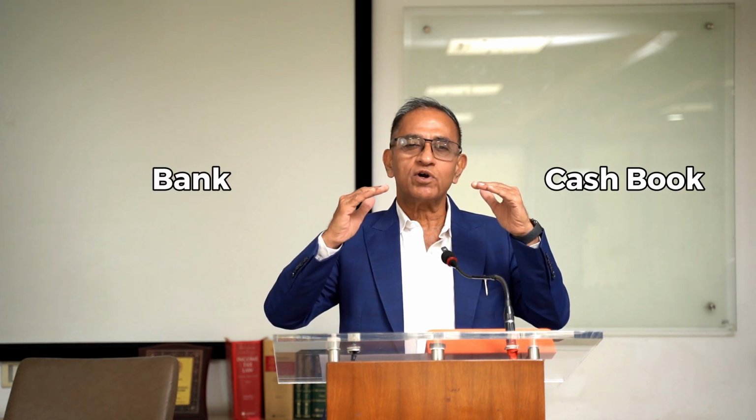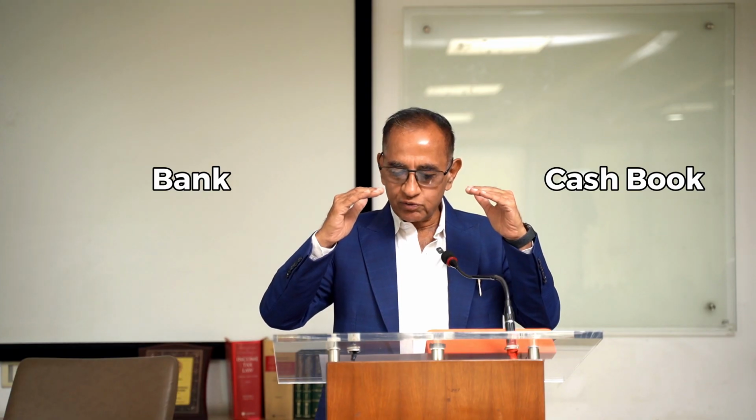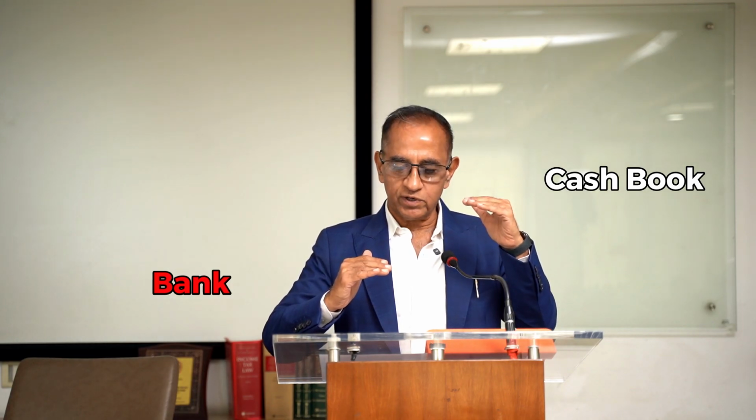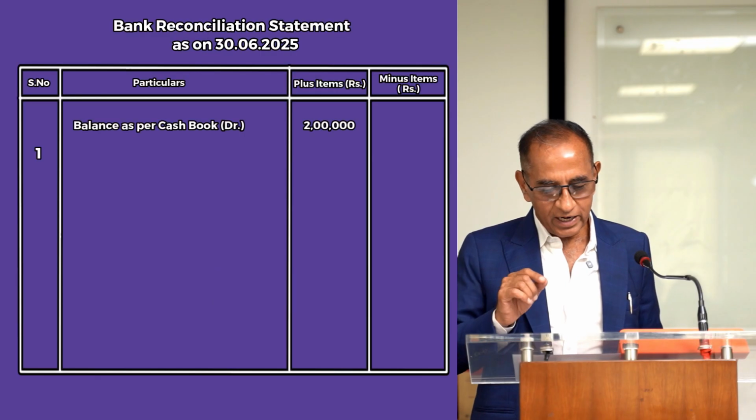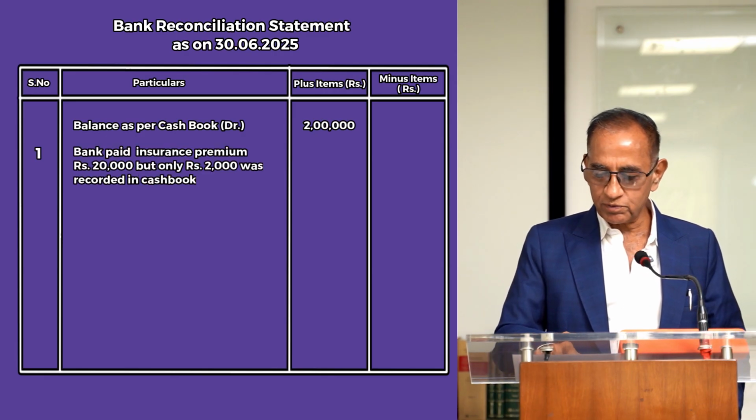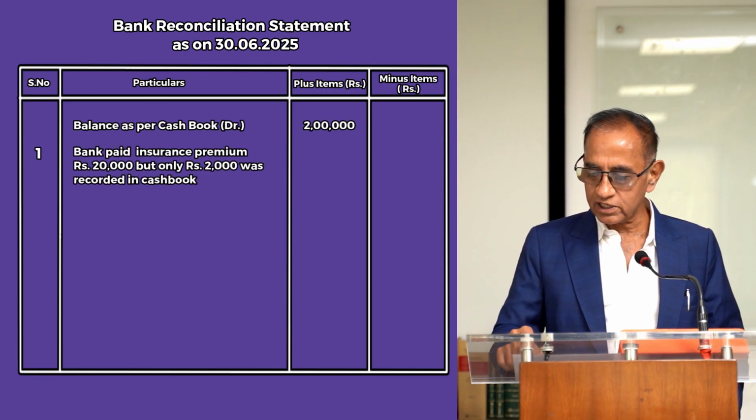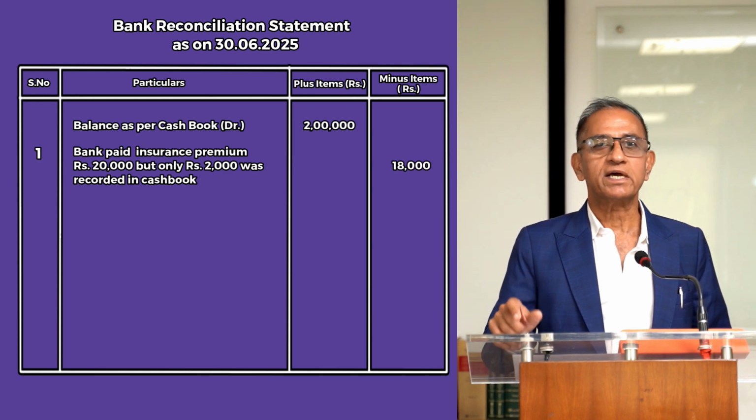We are starting with what? We are starting with cash book. So cash book ka balance ye hai 2 lakh rupees hai. So what the bank did was bank paid rupees 20,000 on our behalf. तो बैंक ने हमारा बैलेंस कितना reduce कर दिया by 20,000 rupees. What we have done is in our cash book we have reduced it only by 2,000. So that means there is an 18,000 difference. And what is this 18,000 difference? I am starting from here. Once I am starting from here, this becomes a minus item. I have to reduce to reach the bank balance. So I'll write this difference. Bank paid insurance premium rupees 20,000, but only 2,000 was recorded in the cash book. And I put this 18,000 in the minus items.